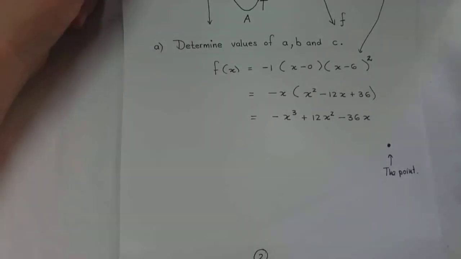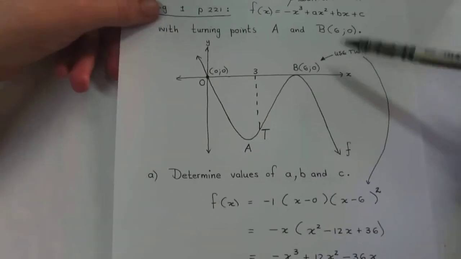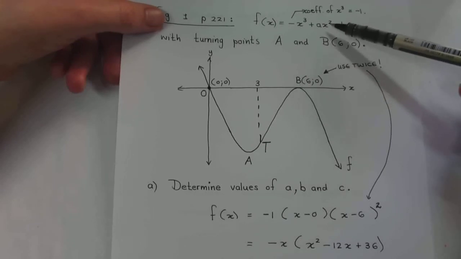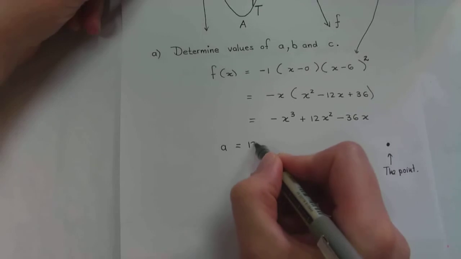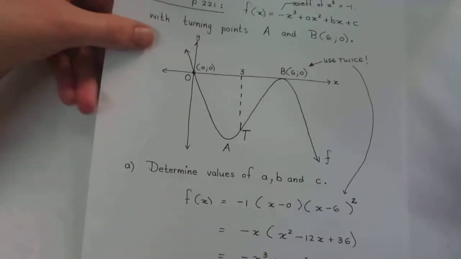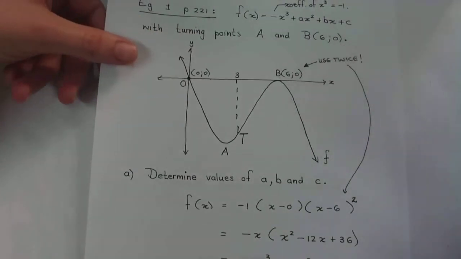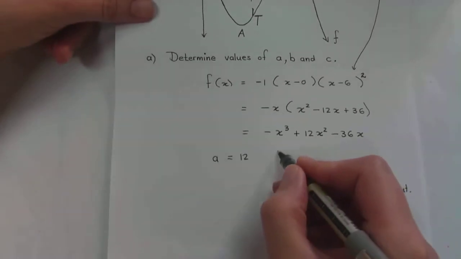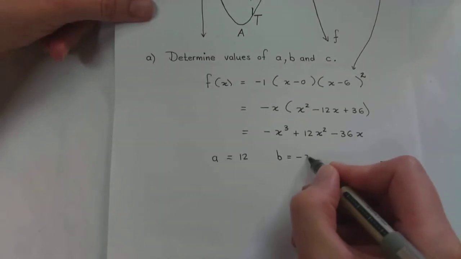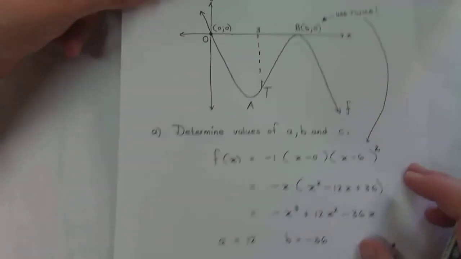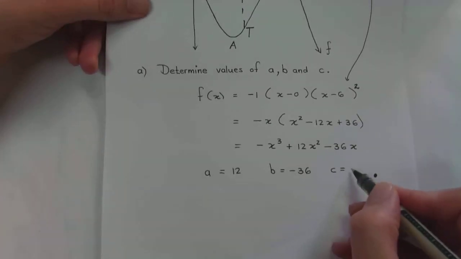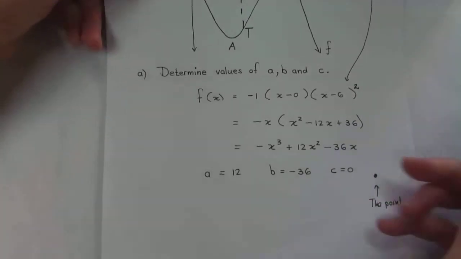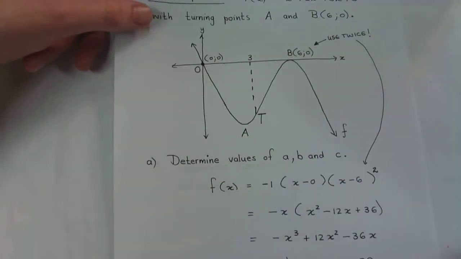Okay, so back to the point. The point was we needed to work out the A value, which is the coefficient of x squared. So looking at this, my A value is equal to 12 because that's the coefficient of the x squared. We had to work out the B value, which is the coefficient of x. So my B value is going to be minus 36 because that's the coefficient of x. And then I also had to work out the C value, which is my y-intercept. So in this case, C is equal to 0. So it's 0 there, but it's also 0 over there, which I can clearly see.